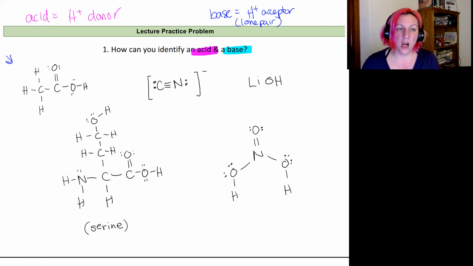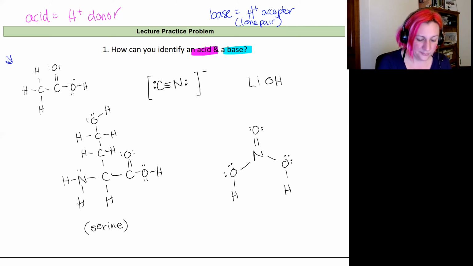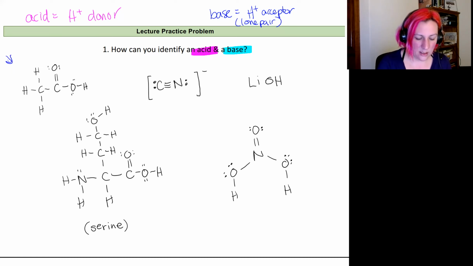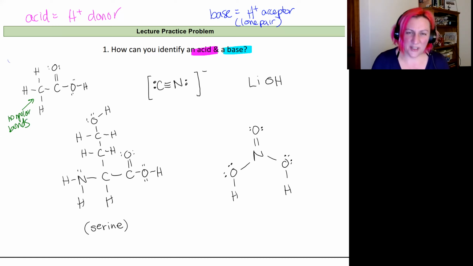So here I have a carbon bonded to 3 hydrogens, then another carbon bonded to 2 oxygens, and a hydrogen to the oxygen. So when I look at this, I see lone pairs on my oxygen atoms, and I see hydrogens that are in nonpolar bonds. So let's actually get a different color to look at this. All right, so here we go. So these are nonpolar, which means I'm going to have a pretty even distribution of electron density over that hydrogen and that carbon, right?